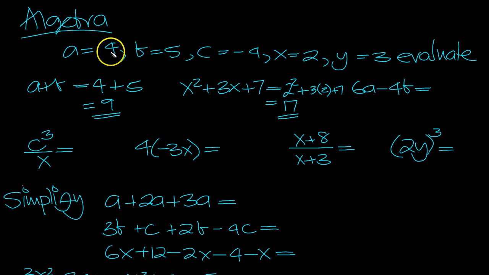Here 6a, a is 4, so that's 6 fours. Minus 4 times b, 4 lots of b, b is 5. So we've got 24 minus 20. 24 minus 20 is 4.